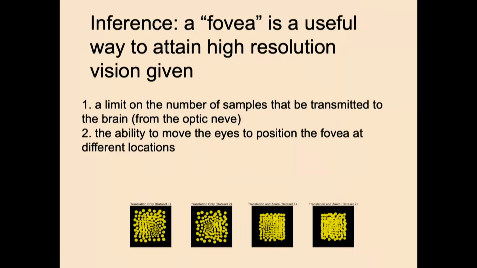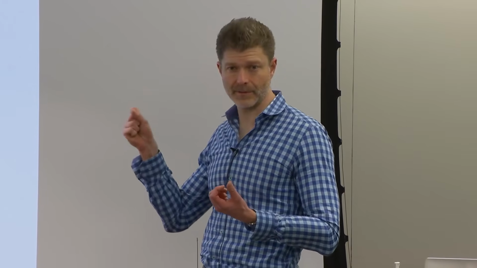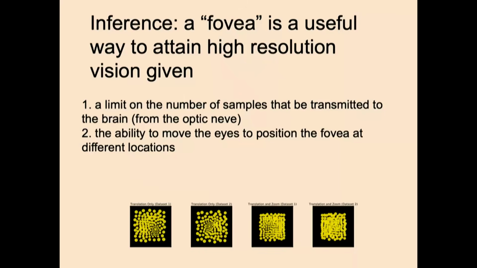Okay, so the inference from this is that a fovea, like what we have in our eyes, is a useful way to attain high-resolution vision, given one, a limit on the number of samples that can be transmitted to the brain, in this case from the optic nerve, okay? And two, the ability to move the eyes to position the fovea at different locations. Okay? All right, so the idea is that our visual system has arrived at a good solution to the problem of getting high resolution without having this enormous bandwidth that would be difficult to pass on to the brain. Any questions about that?